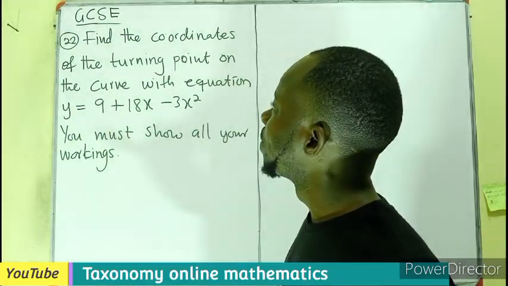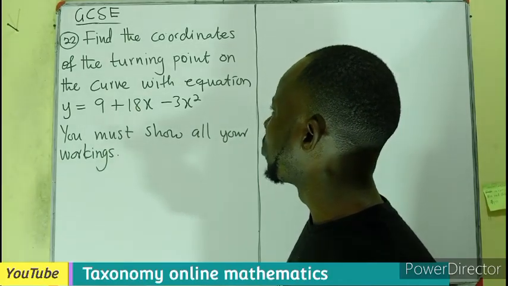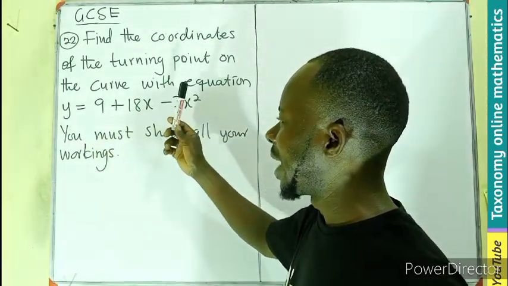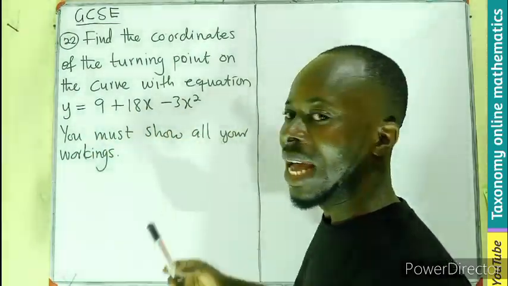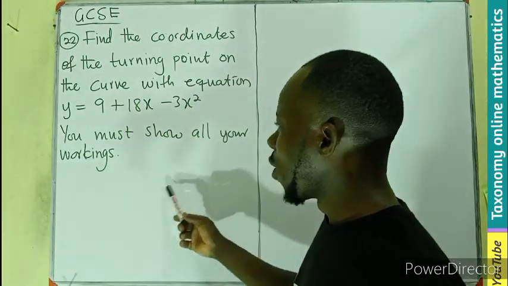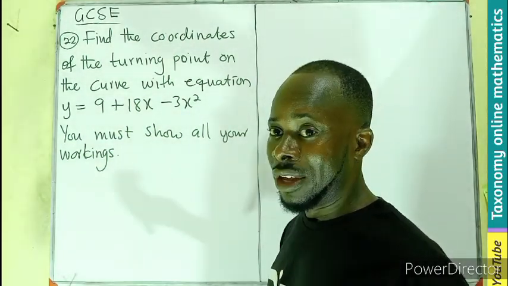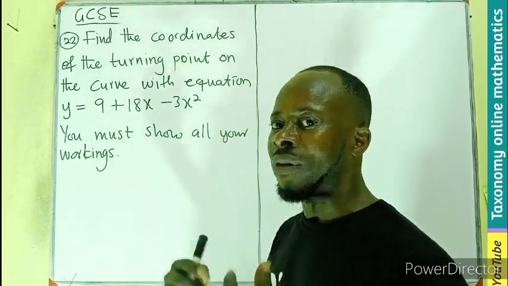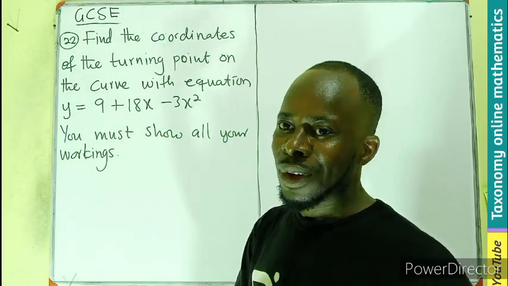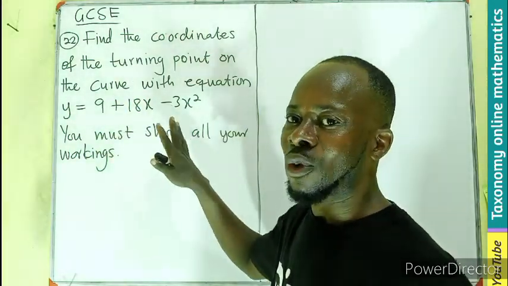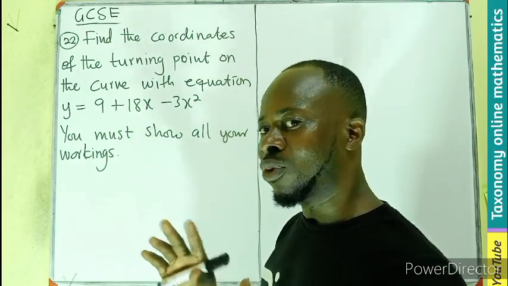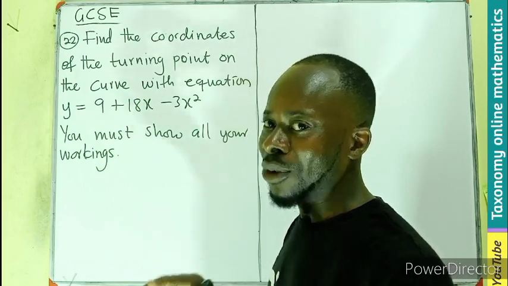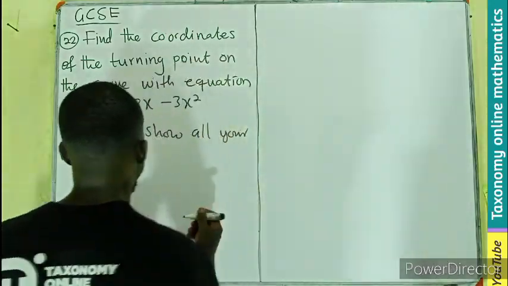Question number 22. We have to find the coordinate of the turning point on the curve with the equation y equals 9 plus 18x minus 3x squared. You must show all your working. So we have two ways of finding the turning point. First, we find the equation of the line of symmetry, then we substitute. Or we can use the completing the square method to arrive at the answer. I will try to see if I can use the two methods in 5 minutes. If not, then it will be in a different episode.